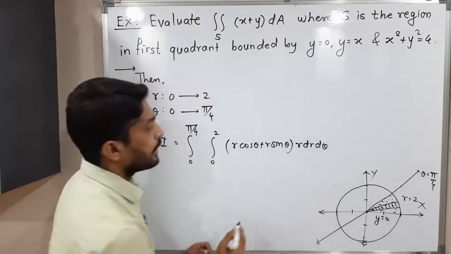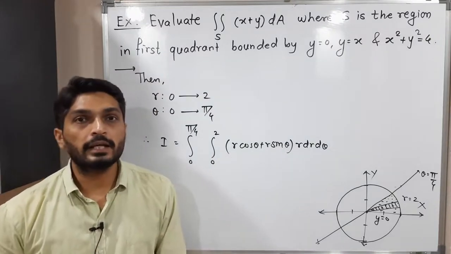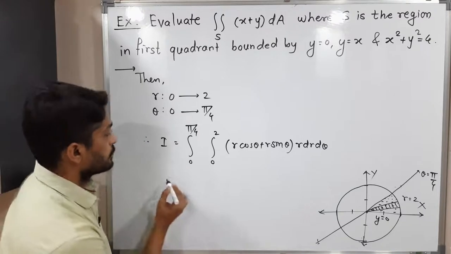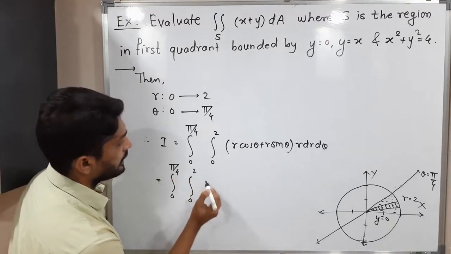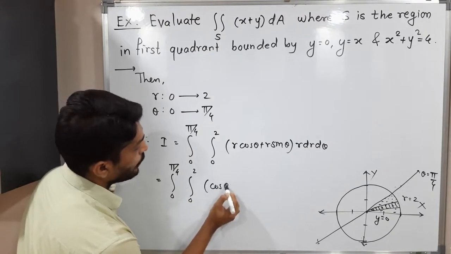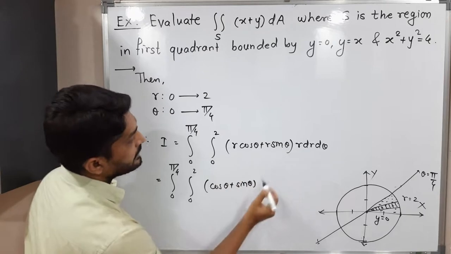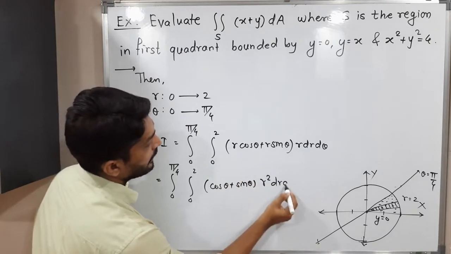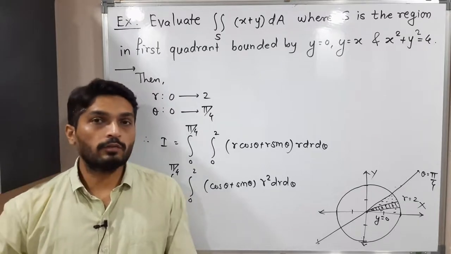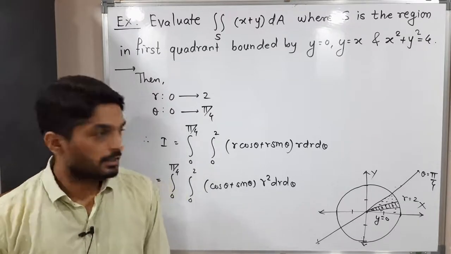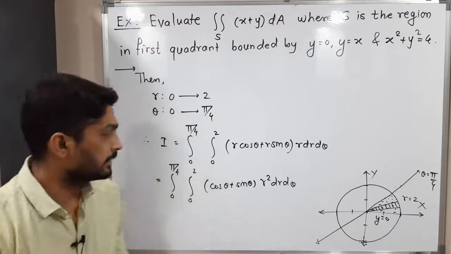Now the question is how to solve this integration. See, what will we do from that bracket? We will take r common. So let us do it here: 0 to pi by 4, integration 0 to 2. I am taking r common, so we will have cos theta plus sin theta. So r will be outside, and with this r, that means r square dr d theta. See, the inner integration is with respect to r, so all functions of theta will be constant. So this bracket will be constant for the inner integral, so we can take it outside the inner integral.